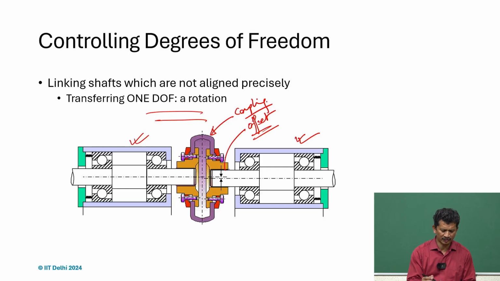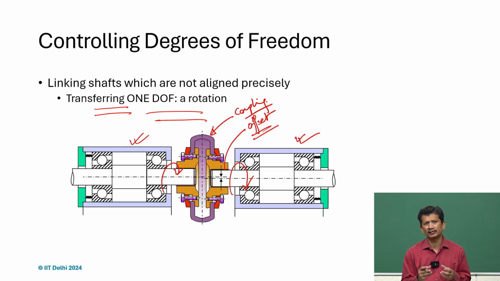And if we really want to get rid of those requirements, then we have to understand the constraint requirement of a coupling. So, for instance, if you are rotating one side, the other side, the output side, should also rotate by the same amount or in a predictable, deterministic way. That is the only constraint we want to have between the two shafts. That is why we call it transferring one DOF, a rotation. So, transferring one DOF means the two bodies are constrained in rotation only. So, all other 5 DOFs should be free.